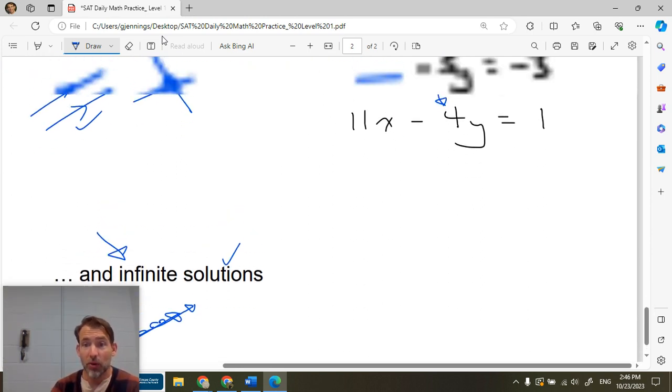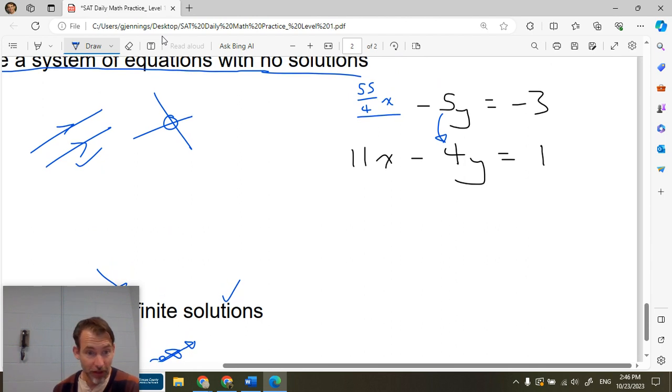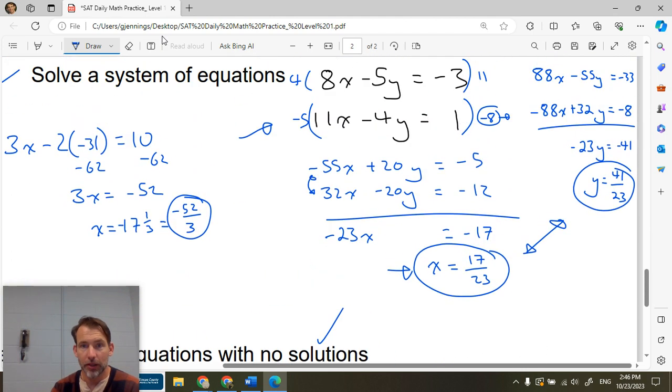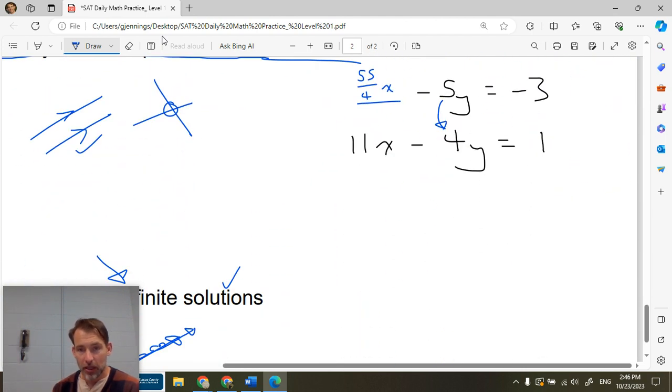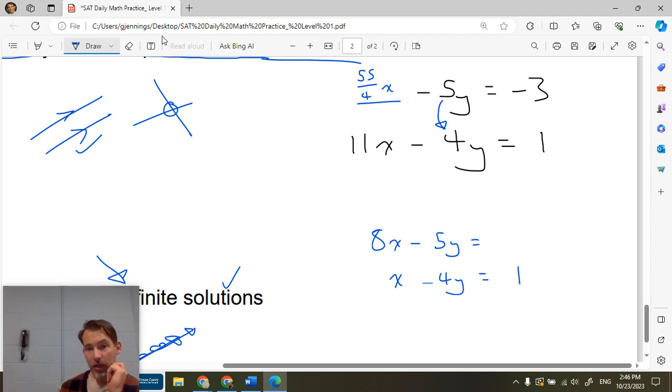But if I wanted to now create one with infinite solutions, then let's say I go back to having this one here, 8x minus 5y. Let's say that we don't know what that is equal to, and that this is equal to some number of x's minus 4y equals 1. So let's find these numbers. These numbers down here have to be 4 over 5 the size of the numbers up here. So we're going to have 32 over 5x.